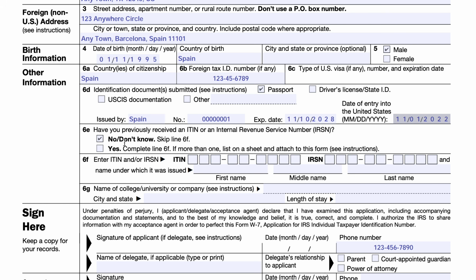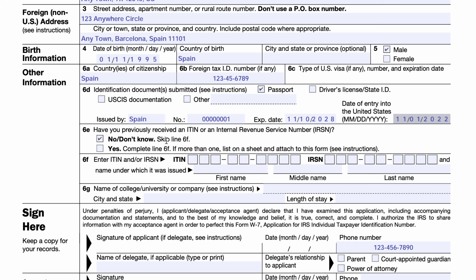In line 6E, have you received an ITIN or an IRS number? IRSN. So an IRS number is a number that someone might be assigned if they file a tax return and they don't enter either a social security number or an ITIN. You would get an IRSN, and any correspondence that relates to that specific tax return would contain your IRSN on it. If you have an IRSN and you later obtain an ITIN or a social security number, there's no relationship.